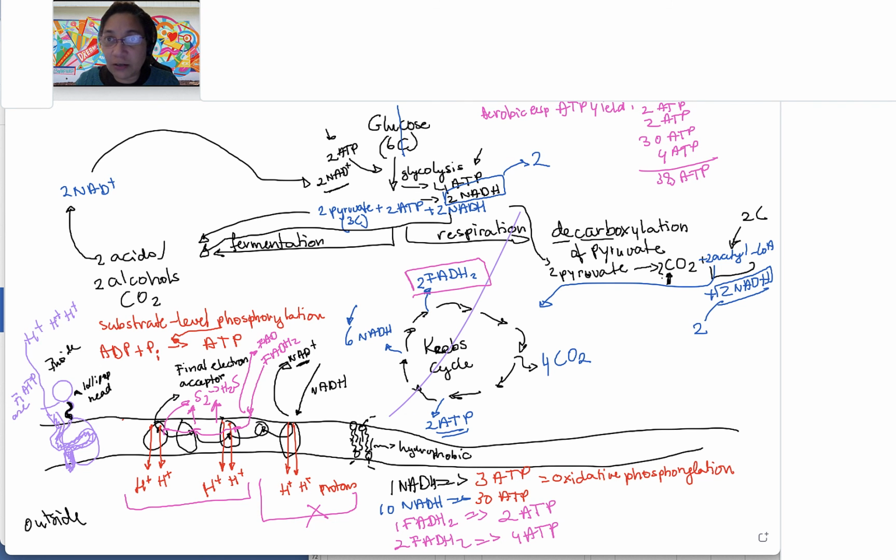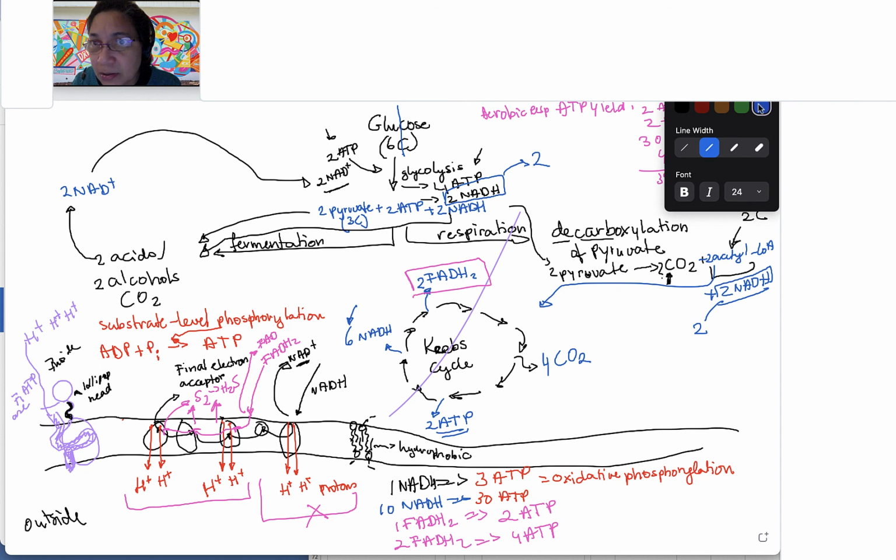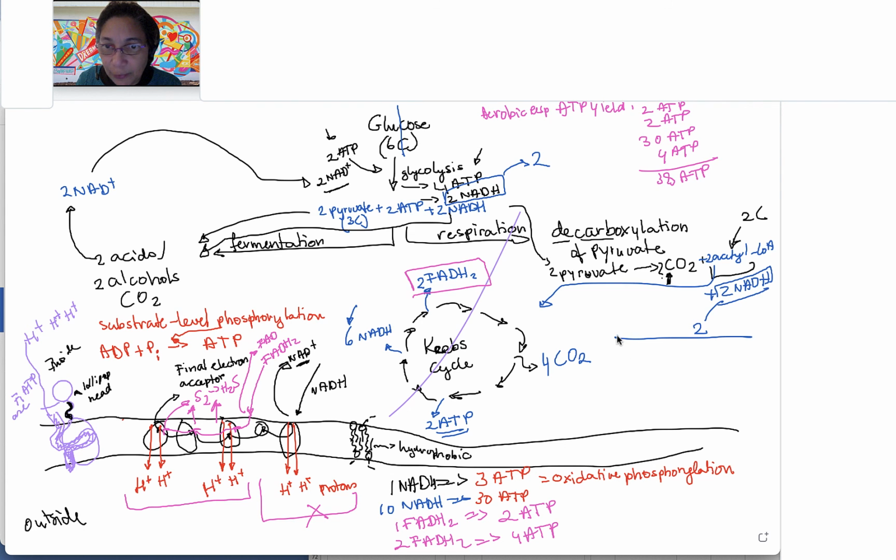So let me make another little separate box here for you. As you can see, I am no artist, but let's put all the possibilities here. If an organism starts with a molecule of glucose and goes through fermentation, it makes a maximum of 2 ATP, the 2 ATP that comes out of glycolysis and nothing else. If an organism goes through aerobic respiration, it will make a total of 38 ATP per molecule of glucose.